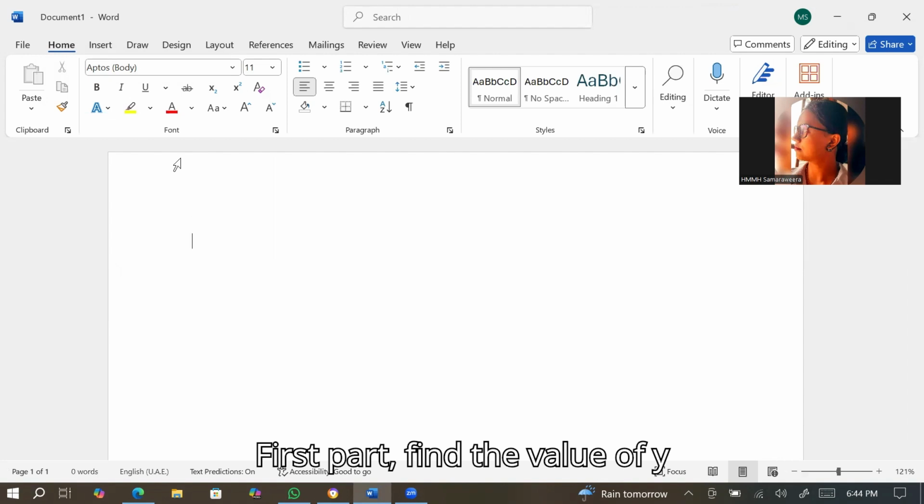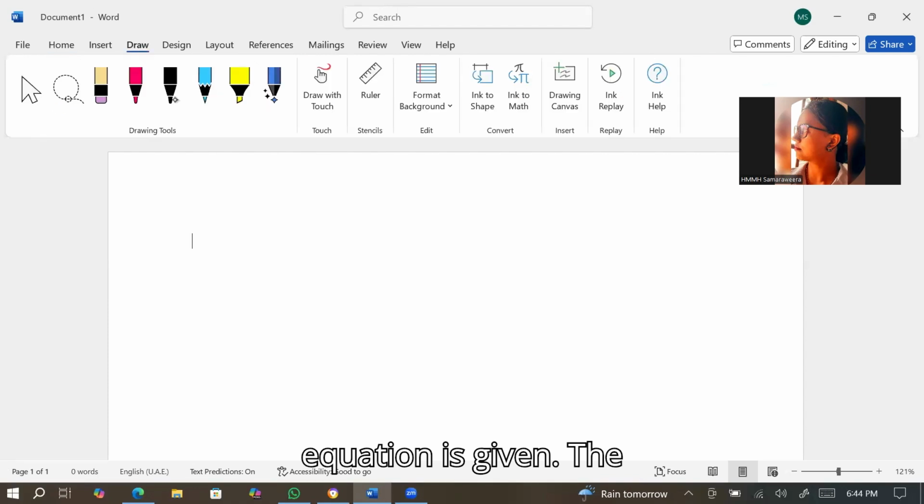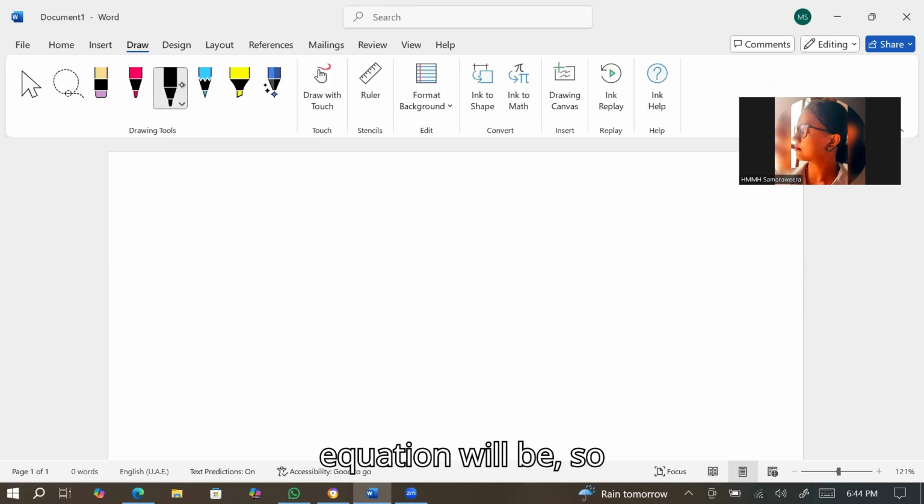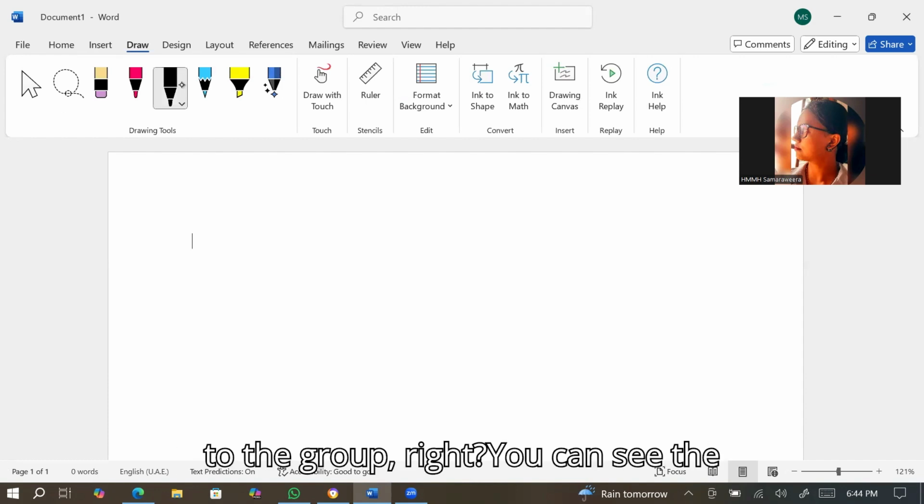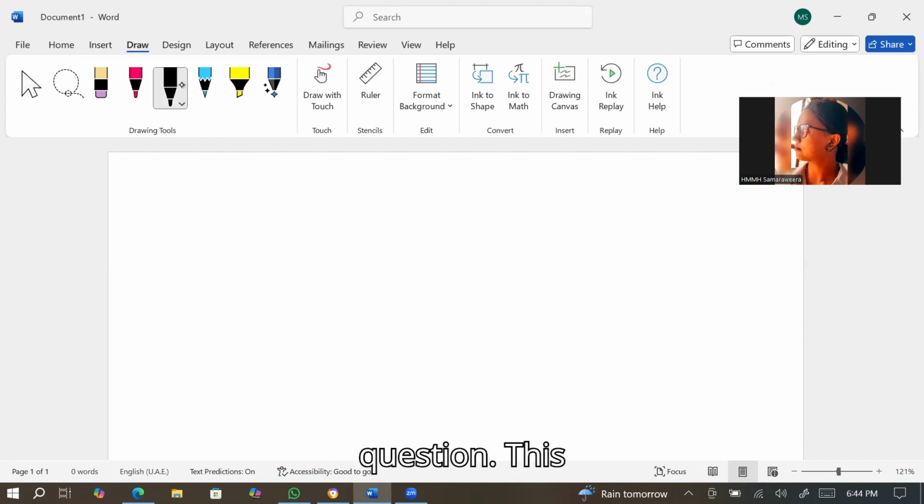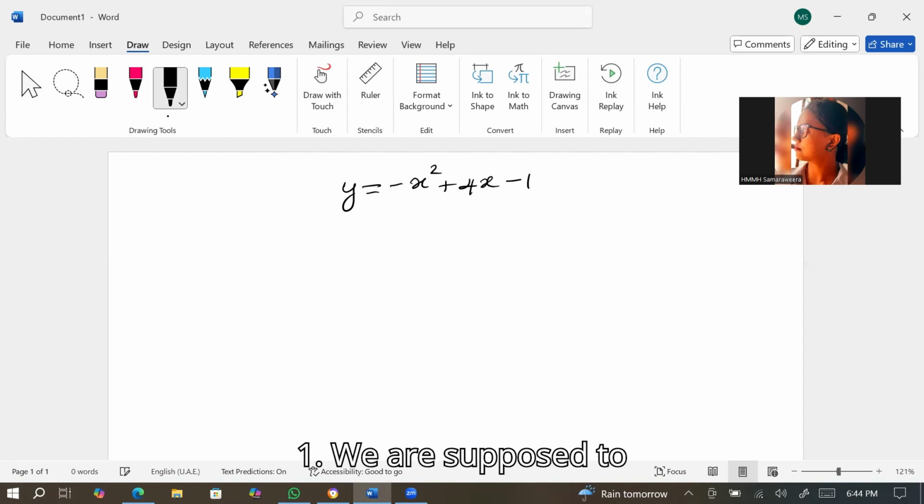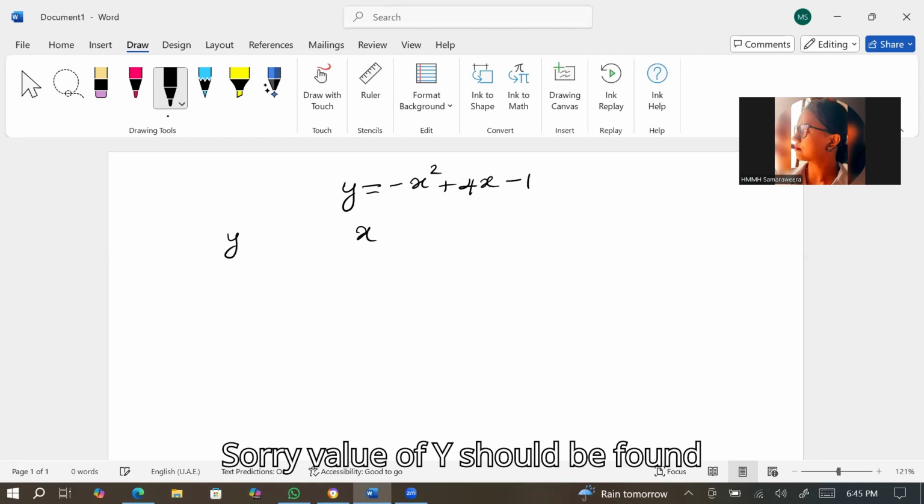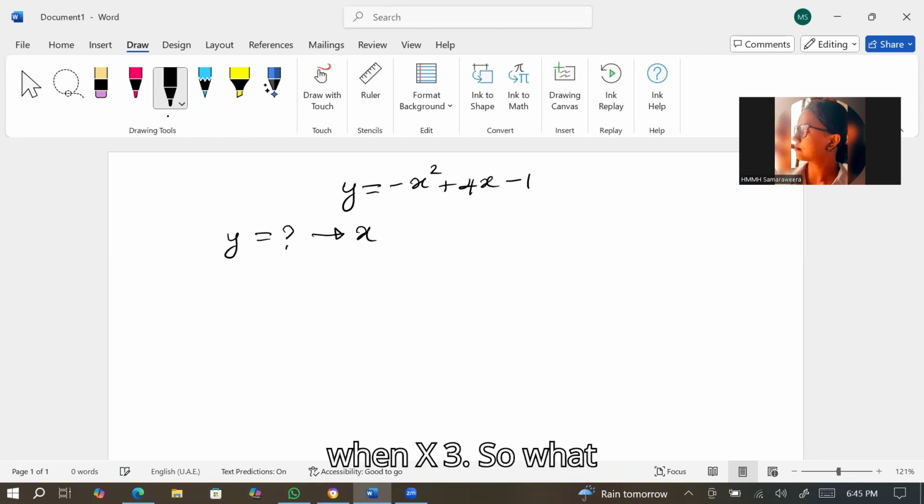First part, find the value of y when x equals 3. So the equation is given. You can see the paper. I have sent this to the group, right? You can see the question. This paper set is in the group. So the equation is y equals minus x squared plus 4x minus 1. We are supposed to find the value of y when x equals 3.